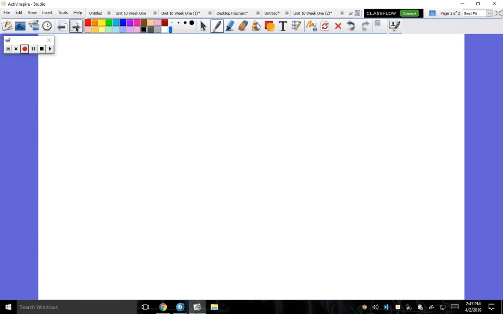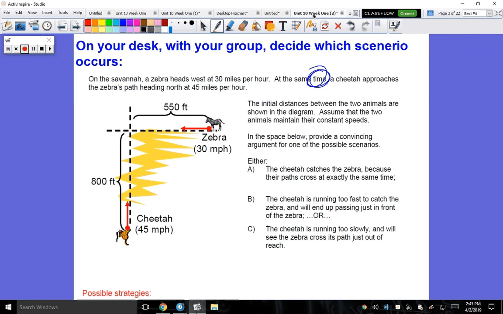For example, it says on the savannah, zebra heads west at 30 miles an hour. You see that vector already. West at 30 miles an hour. Real quick, what degree am I traveling at if I'm heading west? 180. Good. 180. Unit circle, right?